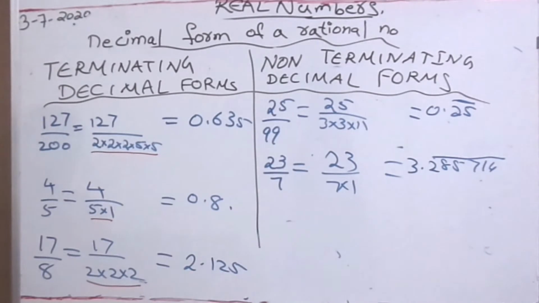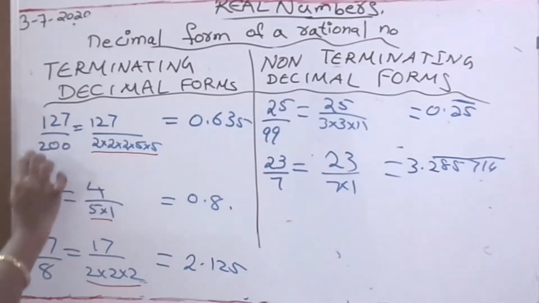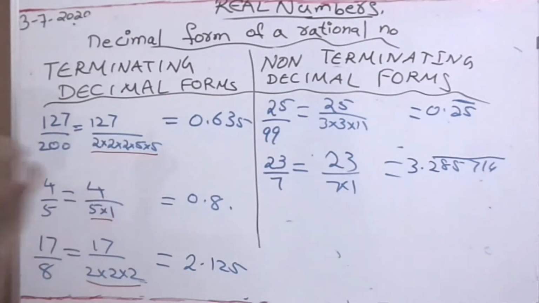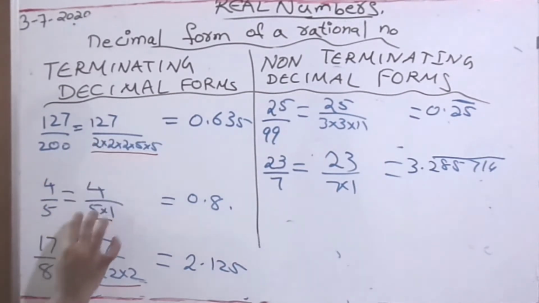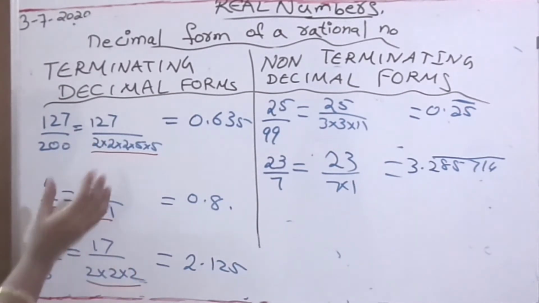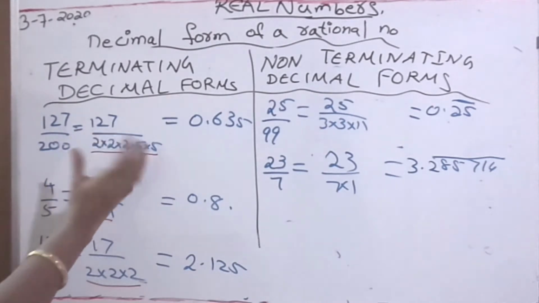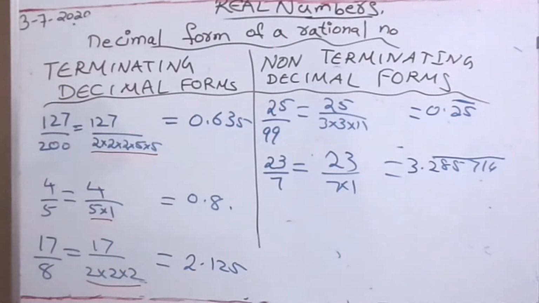So we can conclude that whenever you find the factors of the denominator and you are getting only 2, only 5, or a product of 2 and 5, then it is called terminating decimal form. Now, no need of dividing and finding out whether it is terminating or non-terminating.